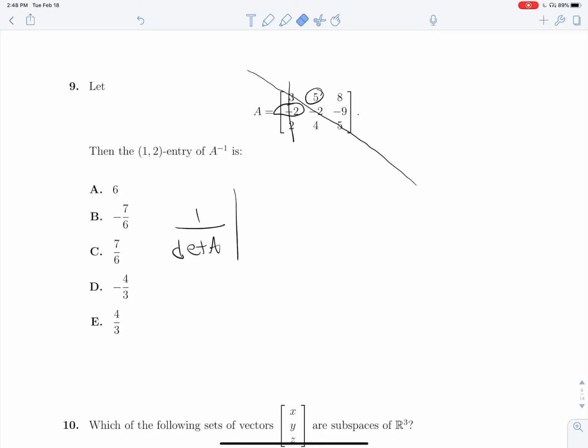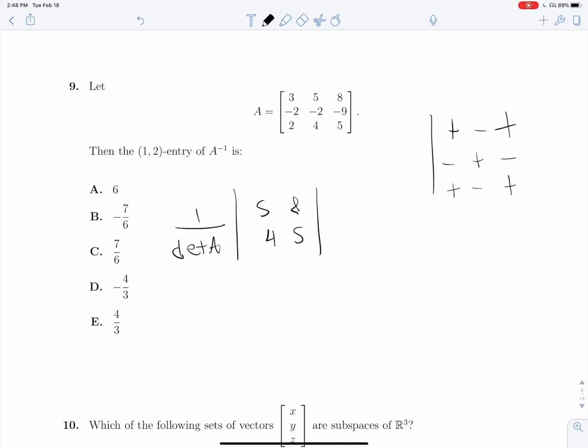Wait, I did that wrong. There we go. That is not in the row or column that our position here is in. So we are left with 5, 8, 4, 5. And we also know that all of these cofactors are going to have different signs. So we're using a plus, minus, plus, minus, plus, minus, plus, minus, plus scheme. And since we're looking at this position, it's going to have a sign of -1.